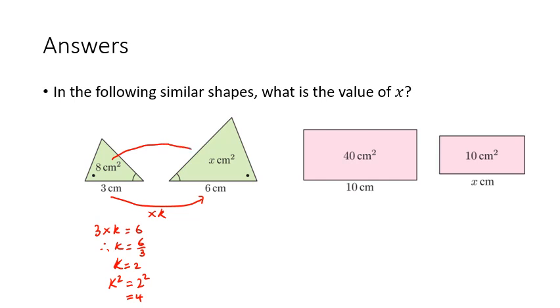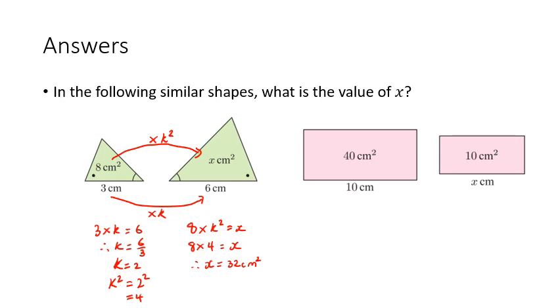So therefore, if I times this 8 by k squared, which I know is 4, that'll give me x. So 8 times k squared will give me x. 8 times 4, we've already worked out that, will be x. 8 times 4 is 32, therefore x is equal to 32 centimeters squared.